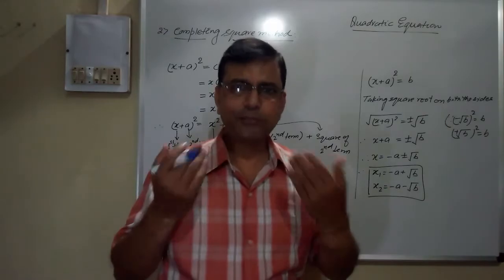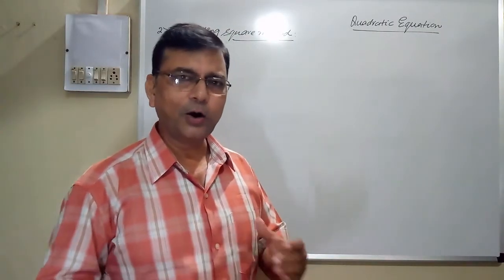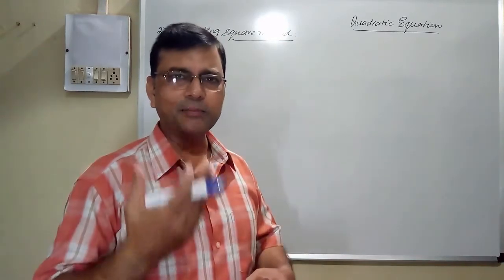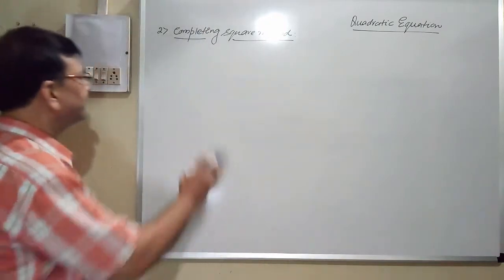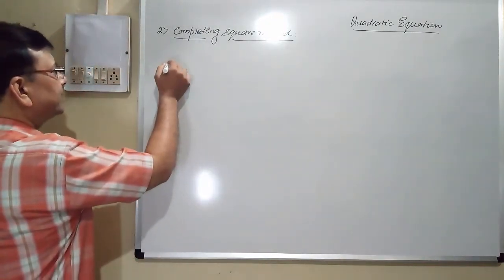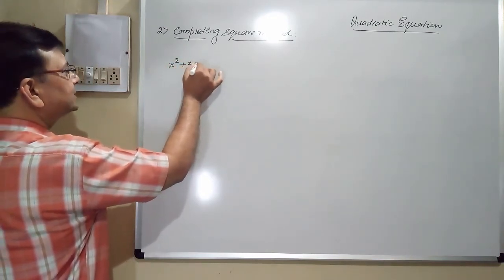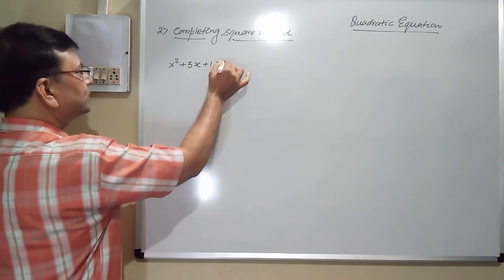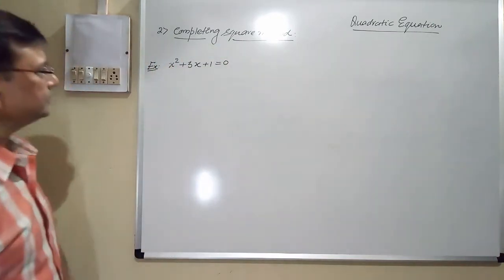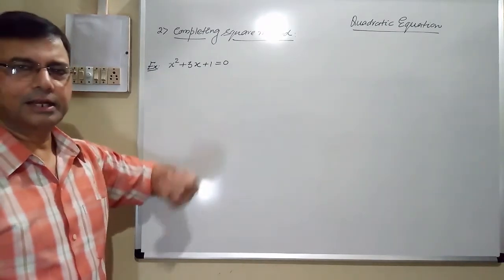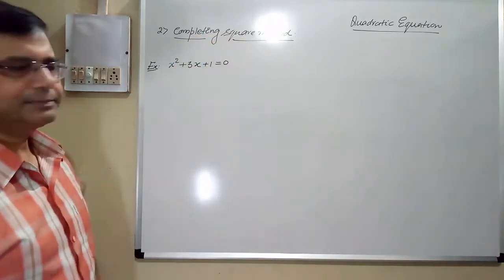With the example things will be more clear. Now I will take one example and you will see how it is converted into a perfect square, and then we find the value of the variable. So the example I will take is x square plus 3x plus 1 equal to 0. This is the quadratic equation, and I have to solve this equation by the completing square method.